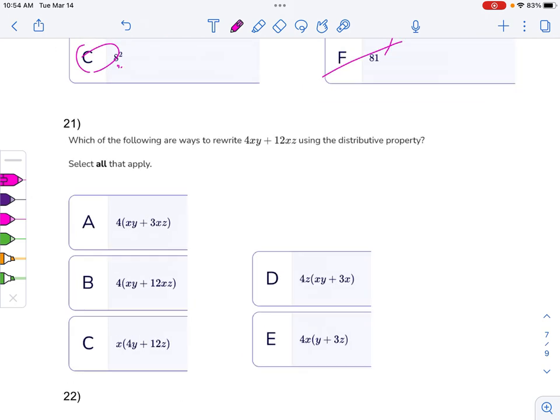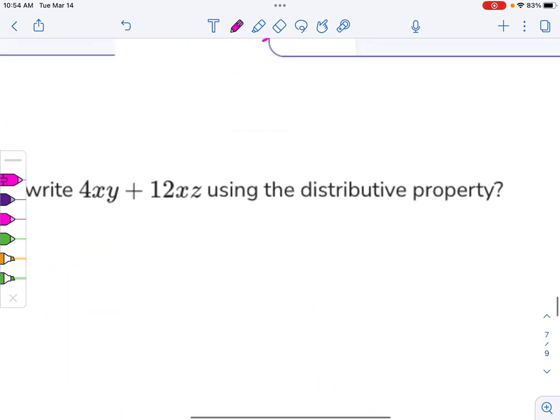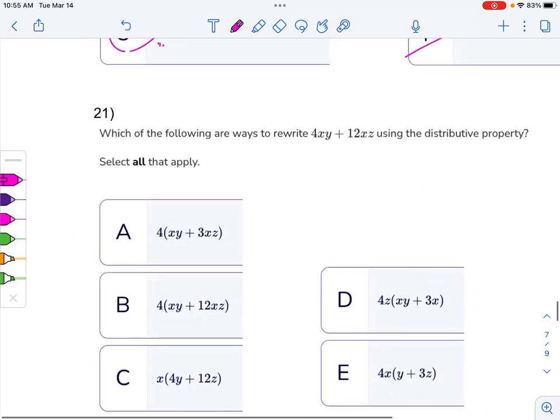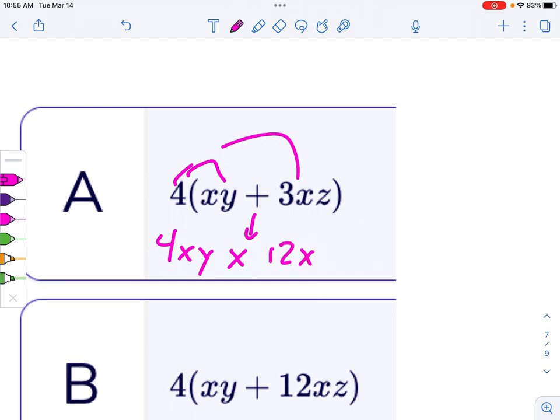Oh my goodness, we're almost done. This is so exciting. All right, which of the following are ways to rewrite this using the distributive property? All right, we can rewrite this. So this one, let's write this out. So this is 4 times that side, so 4xy, plus 4 times 3, so that's 12xz.